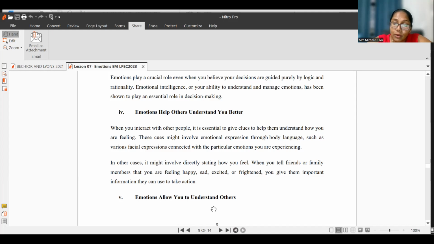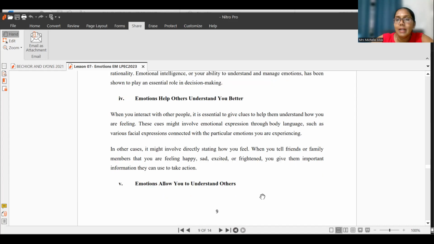If you are experiencing negative emotion, definitely your facial expression and body language are not appropriate for the situation. Therefore, you have to take necessary action to avoid that situation as much as you can. Then, emotion allows you to understand others as well. Not only does emotion help others to understand you better, on the other hand, emotion allows you to understand others well.